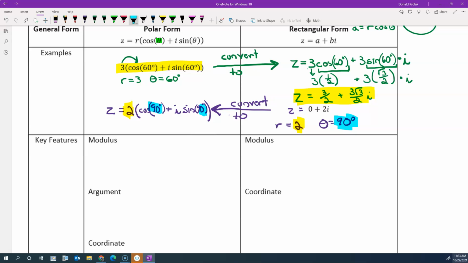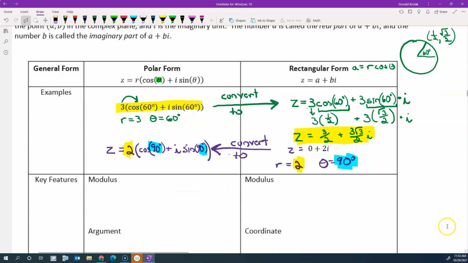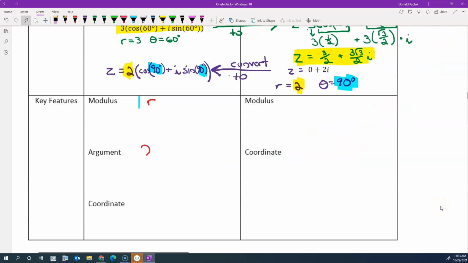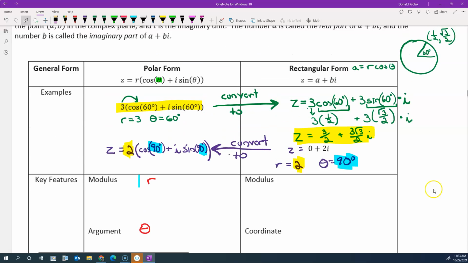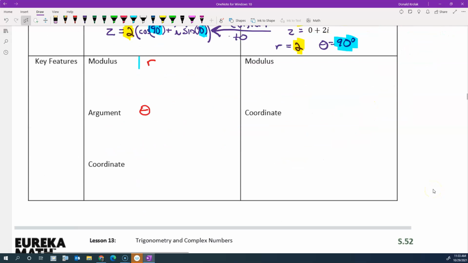All right, so what we're going to do here is we're just going to summarize this stuff. Okay, if something's written in polar form, the modulus is the variable r. So our modulus is r. Our argument is the letter theta. And if I want to get the x and the y coordinates, okay, the x coordinate is r cos theta, and the y coordinate is r sine theta.